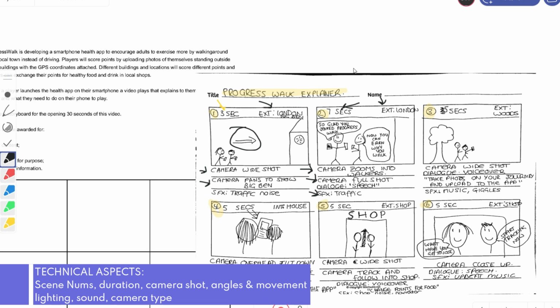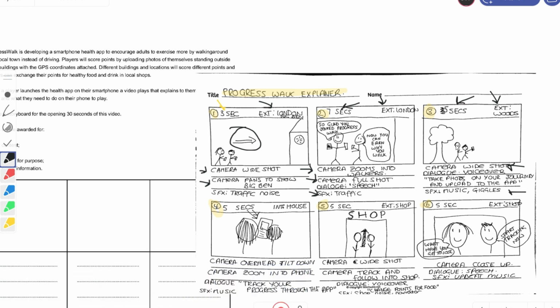And now we're going to a completely different shot here, to demonstrate that you can have it in different scenarios. You don't have to be in London. Again, I've got my duration here, 5 seconds. Exterior, this time woods, nice tree. The camera has got a wide shot. The dialogue now is a voiceover. Take photos on your journey and upload them to the app. My sound effects here is music and these lovely people having a giggle whilst they're taking a photo of a tree. Again, I've made this up, so you can do what you like for this.